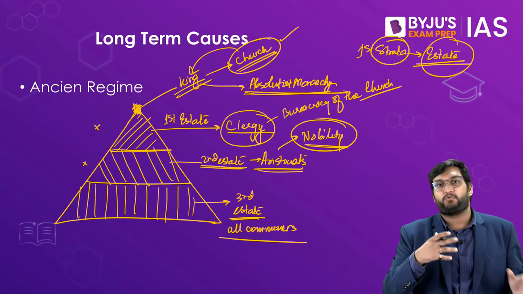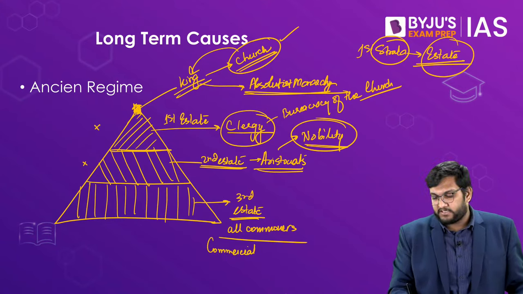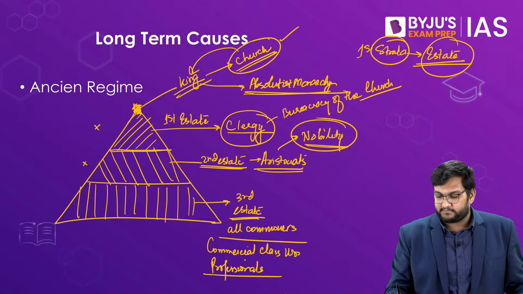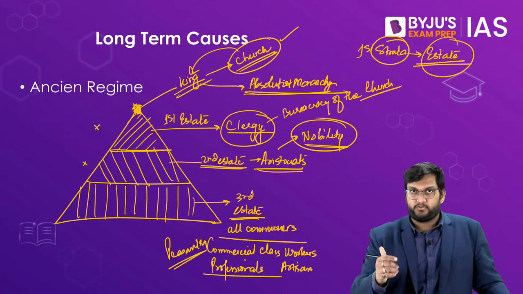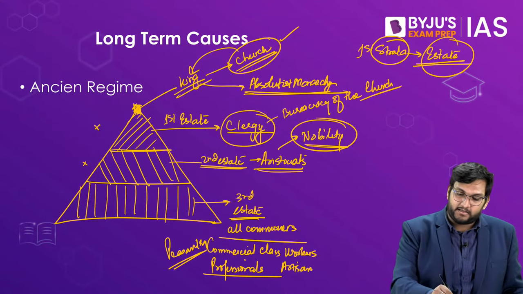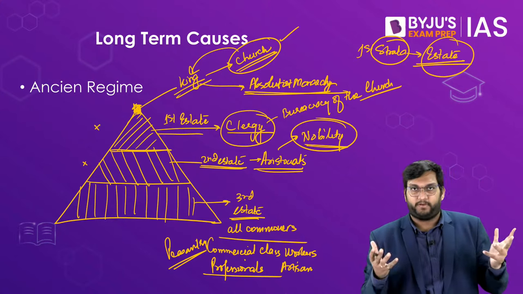You had the bourgeoisie. Bourgeoisie is nothing but the commercial classes. You have the professionals. You even have workers, artisans, and the peasantry in this. So basically, the landlord would go into the aristocracy. So basically, first, second estate are the most privileged ones, and the third estate is everybody else, commoners.